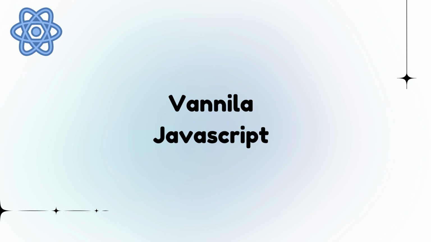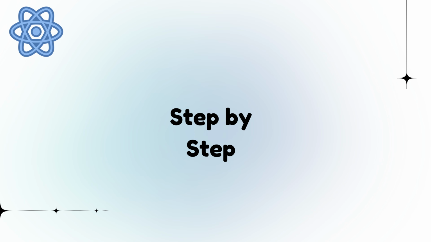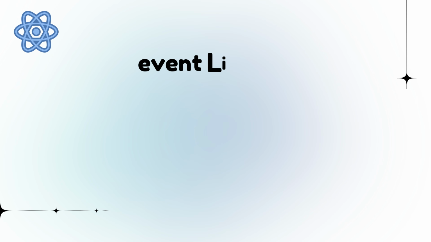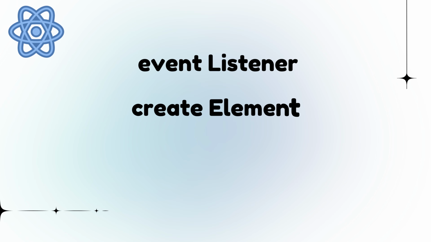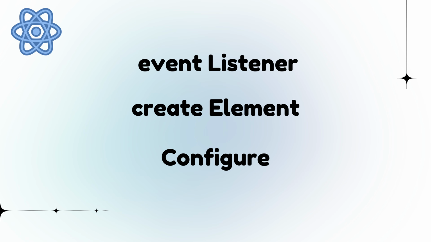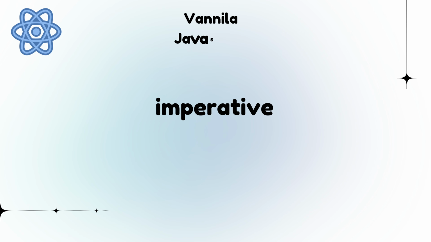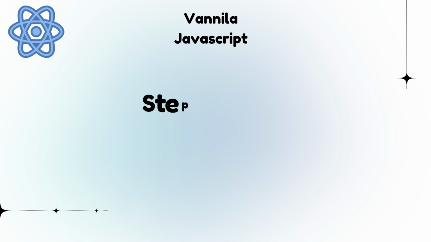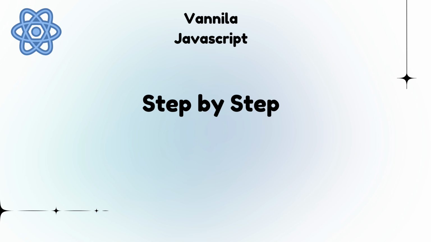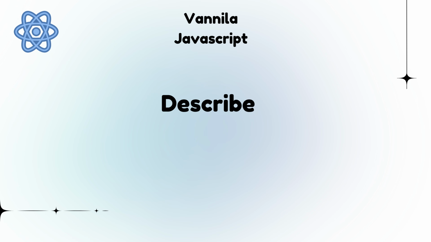With vanilla JavaScript, we have a series of step-by-step instructions. We tell the browser exactly what to do: add an event listener, create a new HTML element, configure it, and where to add it. This is what we call the imperative approach. We give the browser step-by-step instructions, simply describing what it should do.